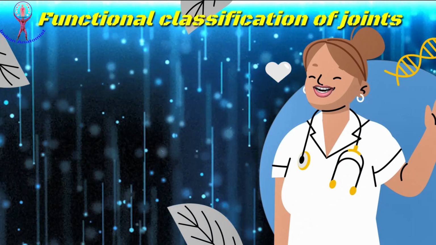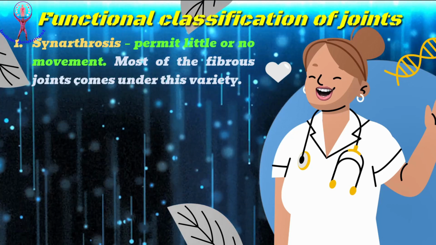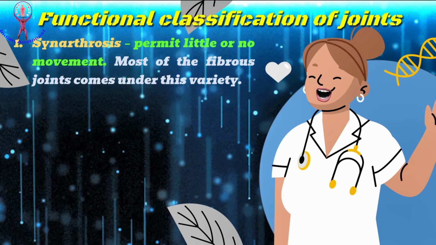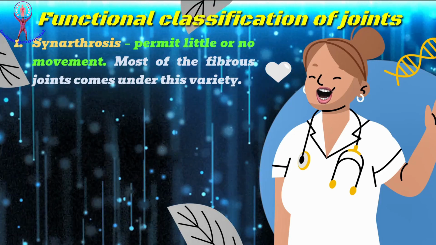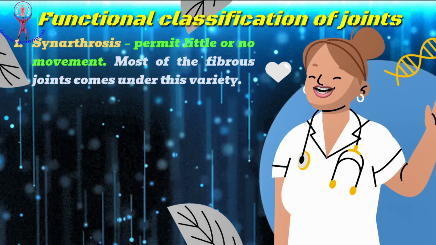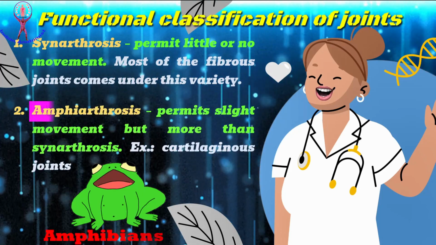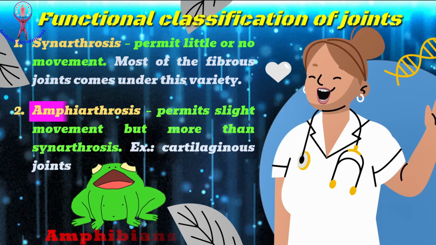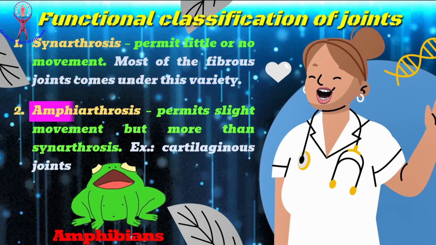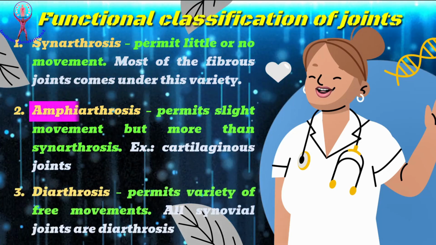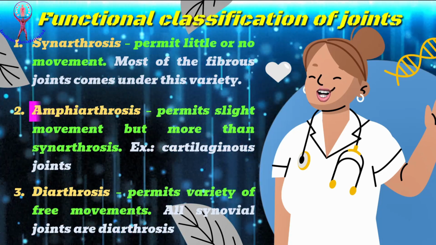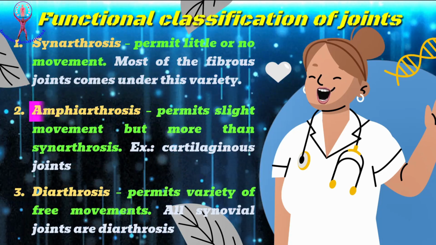Functionally, the joints are classified into 1. Synarthrosis, permits little or no movement. Most of the fibrous joints come under this variety. 2. Amphiarthrosis, permits slight movement, but more than synarthrosis. Examples are cartilaginous joints. And 3 is diarthrosis, permits variety of free movements. All synovial joints are diarthrosis.